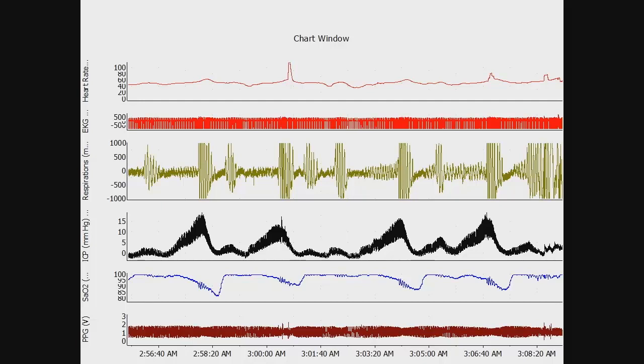This is a person who had sleep apnea, and as you can see, when he's breathing normally and then he has an apneic episode or a hypopneic episode, immediately ICP starts going up, and the corollary is their oxygen saturation starts falling. So in people with sleep apnea, they have tremendous elevations of ICP throughout the night.